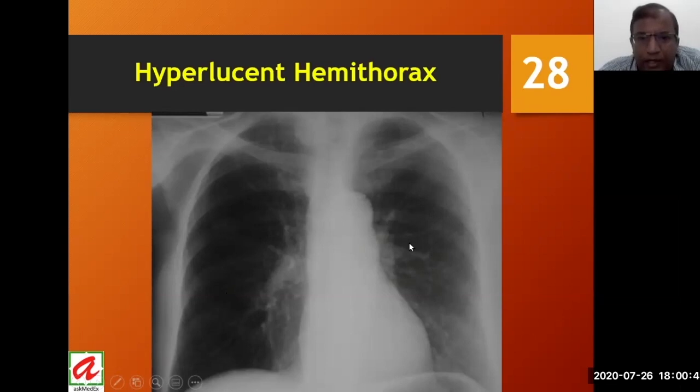Similarly, if there is a swelling on the anterior or the posterior chest wall, that side lung will appear more opaque. However, in this patient, what we can see is a homogeneous increase in radiolucency, and this was because of a congenital deficiency of the pectoralis major muscle in a patient with Poland syndrome.